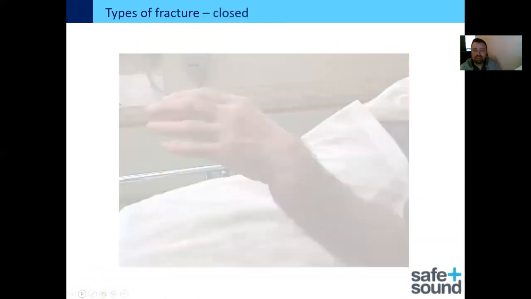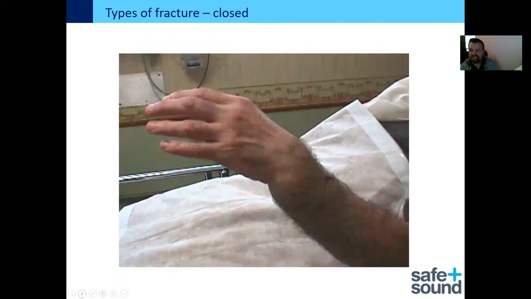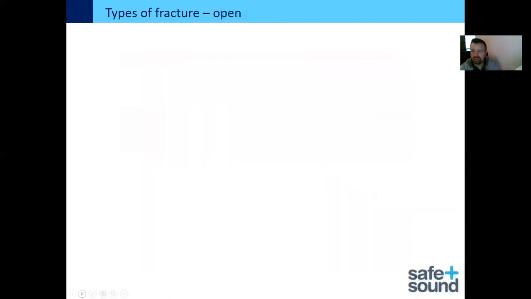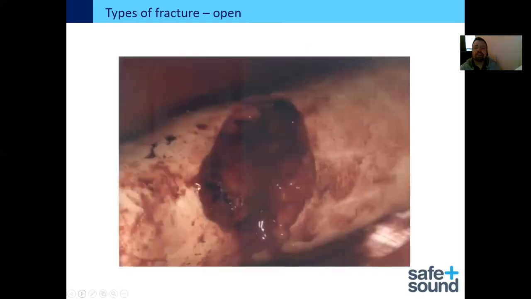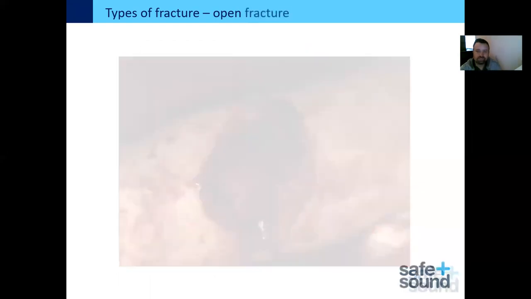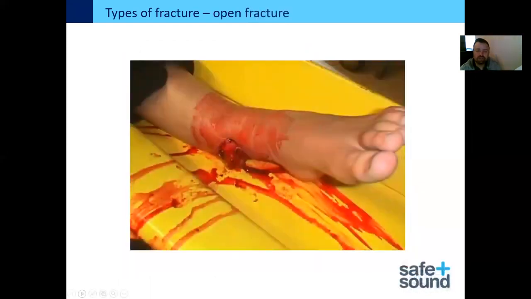Now, ultimately, you're not going to really know a great deal just by looking, but this is what a closed fracture looks like. It's slightly out of shape. It looks a bit awkward. It's not so great. Open fractures, just be ready. So that's where you've obviously got the bleed and you can see the bone. Okay, so that's your open fractures.